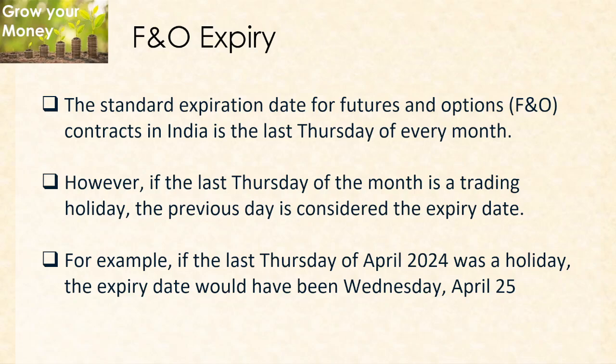Normally in India, F&O stocks expire on the last Thursday of every month, and if Thursday is a holiday, Wednesday is considered the last day. Why this is required is that we normally use this method only for futures and options stocks, not for any of the other stocks.